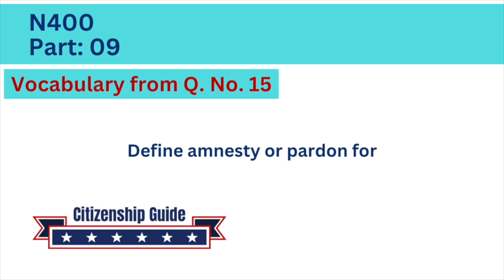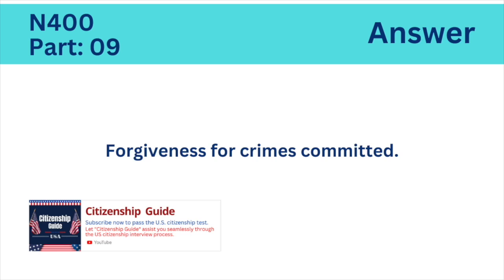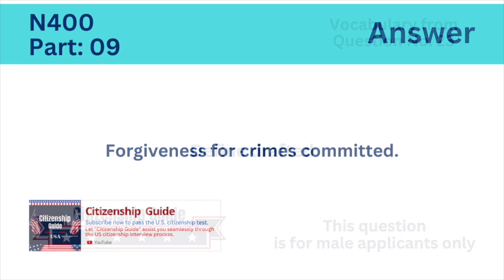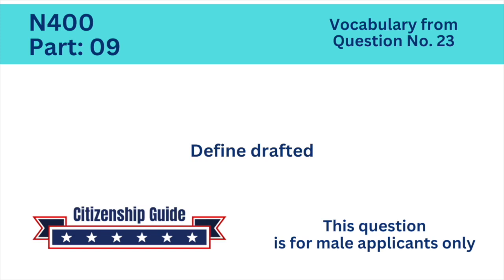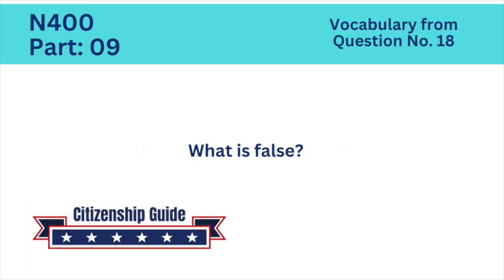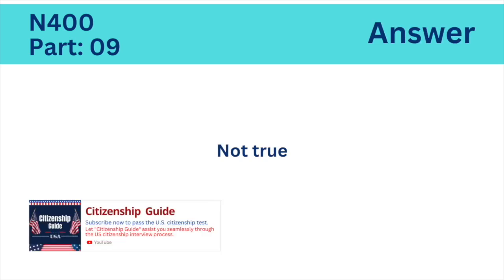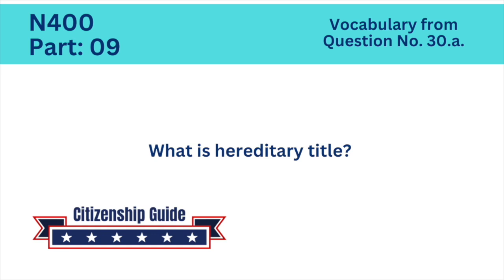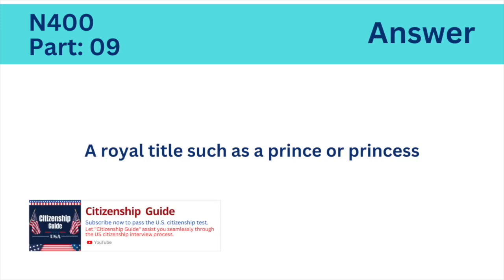Define amnesty or pardon for. Forgiveness for crimes committed. Define drafted. Being selected as a soldier. What is false? Not true. What is hereditary title? A royal title, such as a prince or princess.